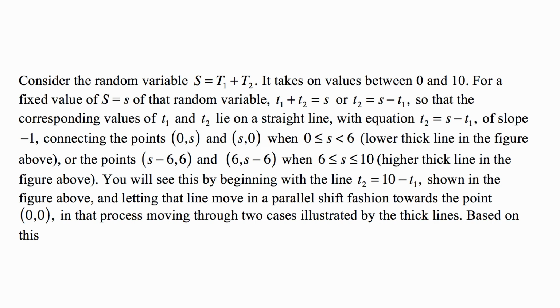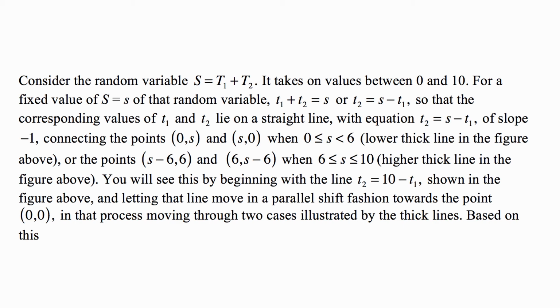Okay, so what I said, you can see, is by beginning with the line t2 equals 10 minus t1, and letting that line move in a parallel shift fashion towards the point 0, 0, in that process moving through two cases illustrated by thick lines. And in that extreme case where you reach the sum of the two equal to 10, that's the boundary line going down with a slope of -1, which cuts out the triangle.